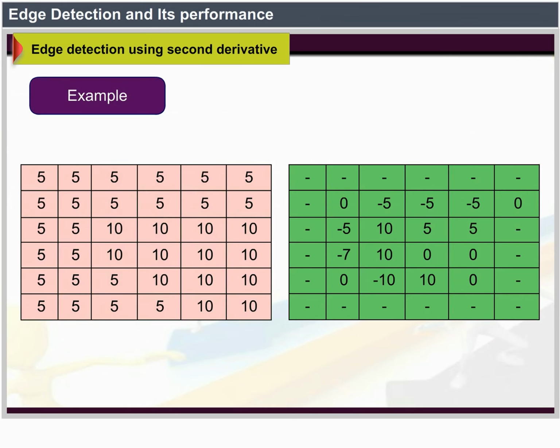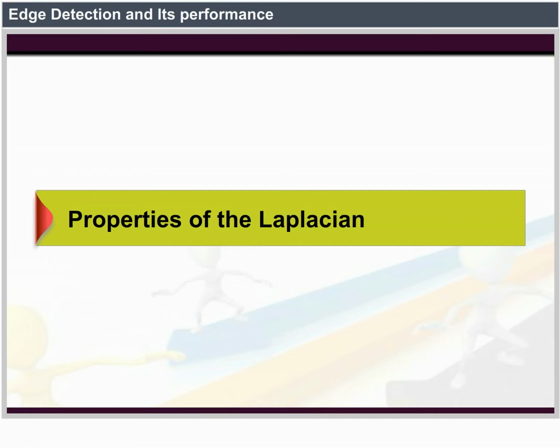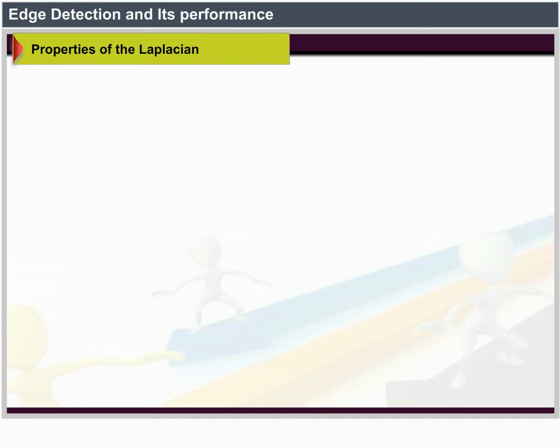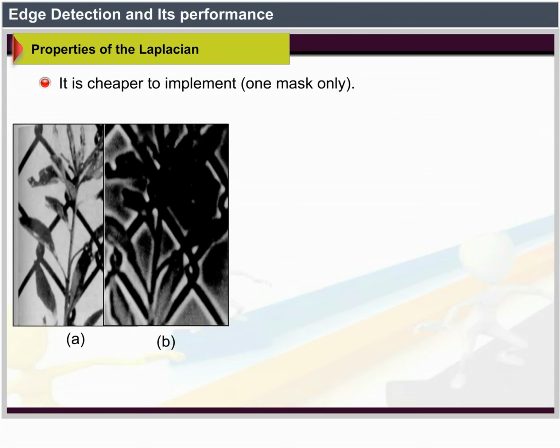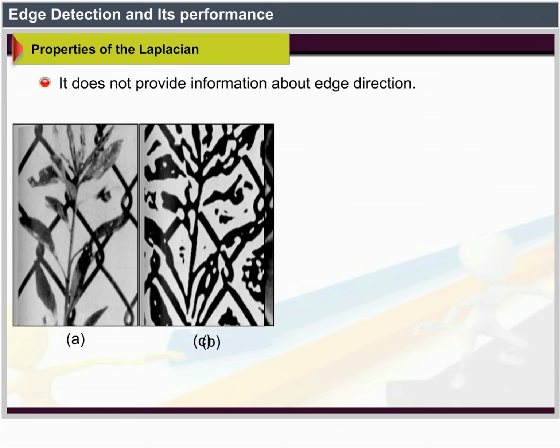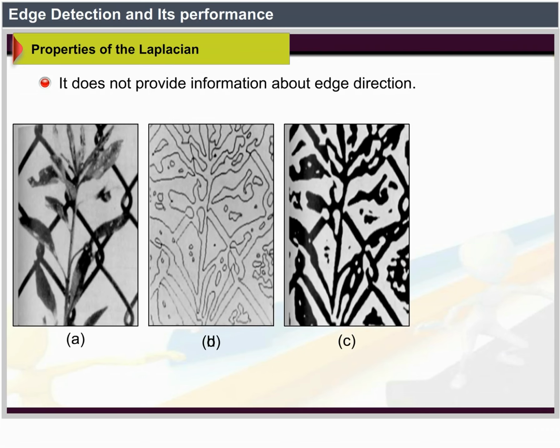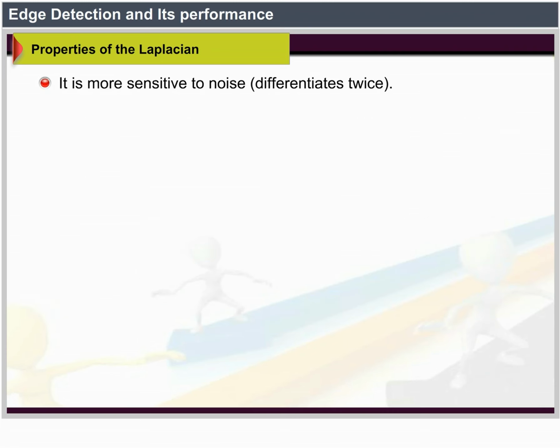Properties of the Laplacian. It is an isotropic operator. It is cheaper to implement, one mask only. It does not provide information about edge direction. It is more sensitive to noise. It differentiates twice.